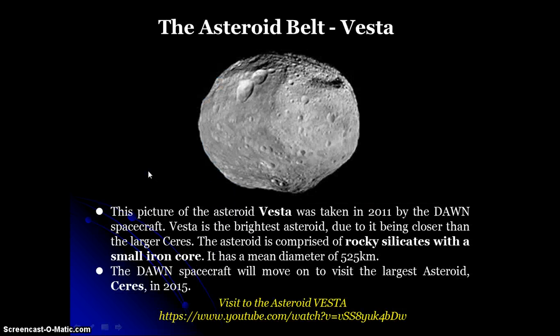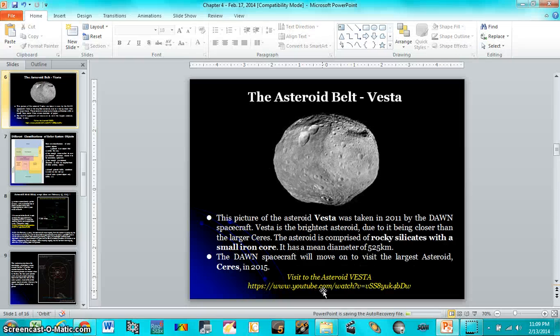Vesta is interesting because a few years ago, NASA sent a mission out called the Dawn spacecraft. They sent a mission out to explore around Vesta and actually circle around. This is a picture from the spacecraft. And that mission, after visiting Vesta, is going on to the largest asteroid, Ceres, next year. So let's take a little video which has some cool pictures of what the asteroid Vesta looks like.